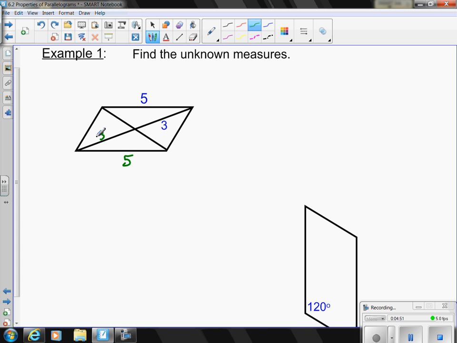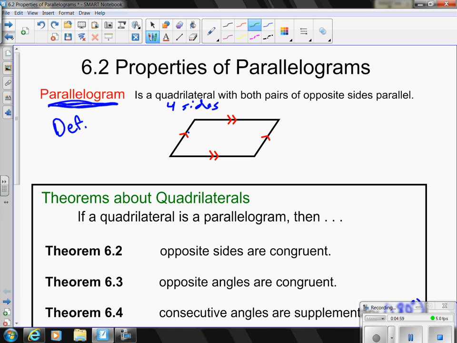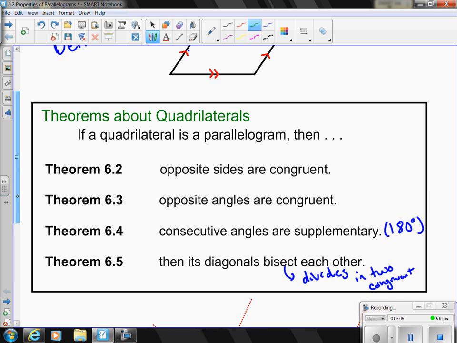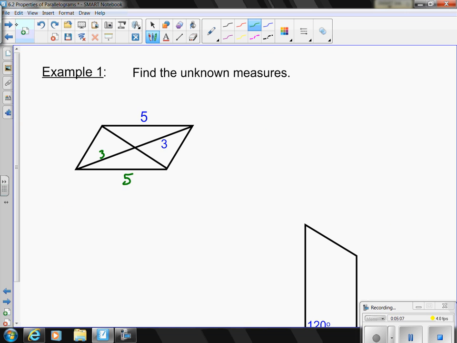Using theorem 6.4 and theorem 6.1, if I got those right. Yep. No, 6.5 was the first one. Okay, so that's theorem 6.5, and this is because of theorem 6.2.